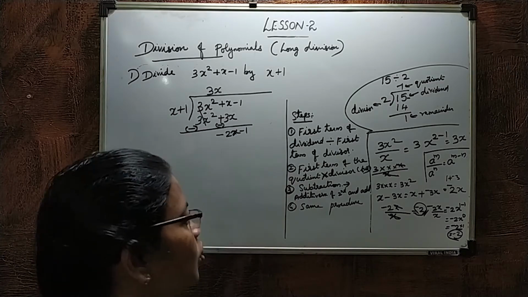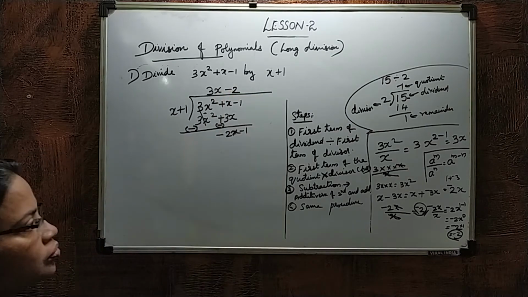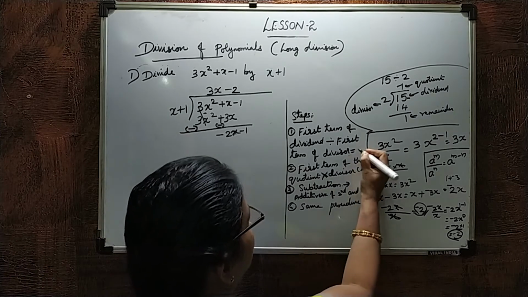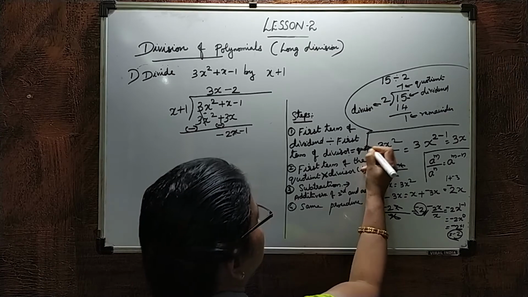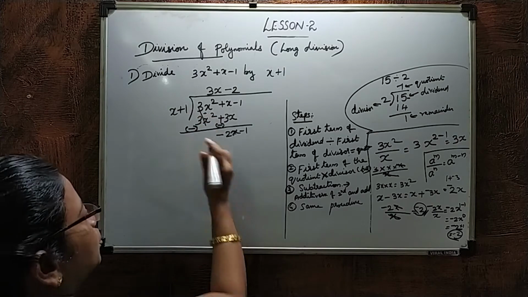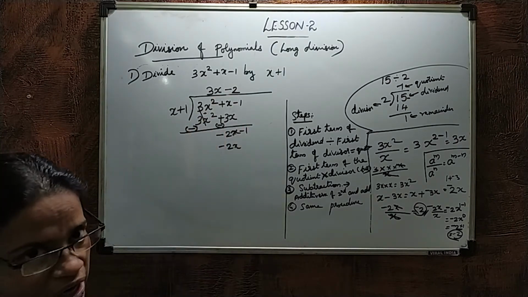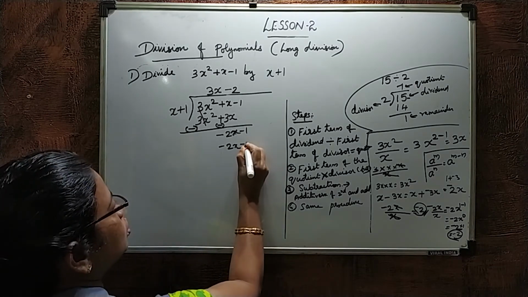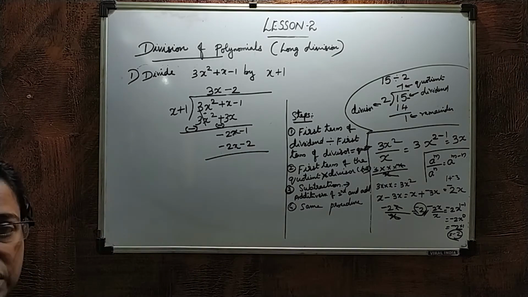Clear? Okay. So that you have to write on the top. The first term of the dividend divided by the first term of the divisor will be the first term of the quotient. Then negative 2 into x is negative 2x, negative 2 into positive 1: negative into positive is negative, 2 into 1 is 2. So negative. Clear?